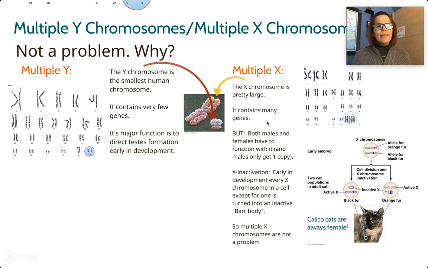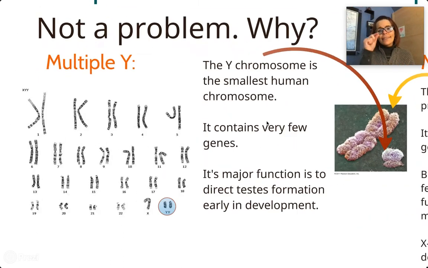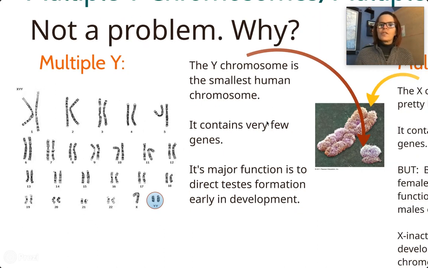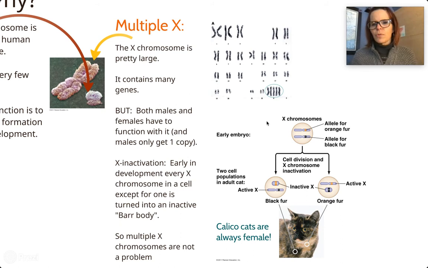All right, next, multiple Y chromosomes. Having an extra Y chromosome doesn't seem to be a problem in the same way that trisomy 21 isn't a terrible problem. That's because the Y chromosome is wee. It is a teeny tiny little chromosome, and so it just doesn't have too much impact on any individual that has an extra Y chromosome.